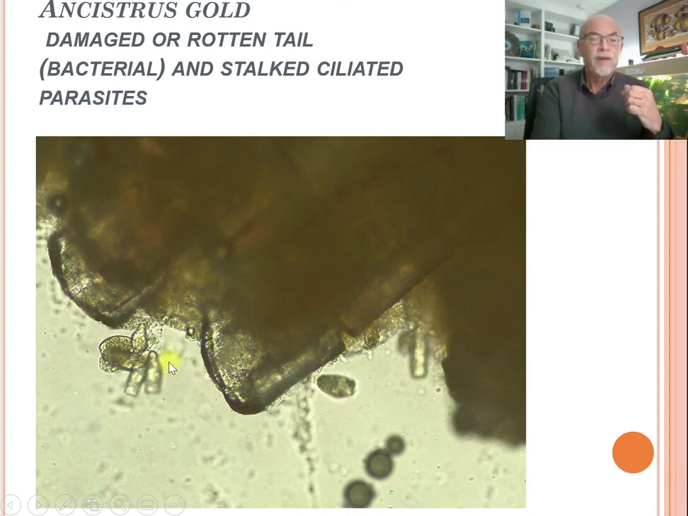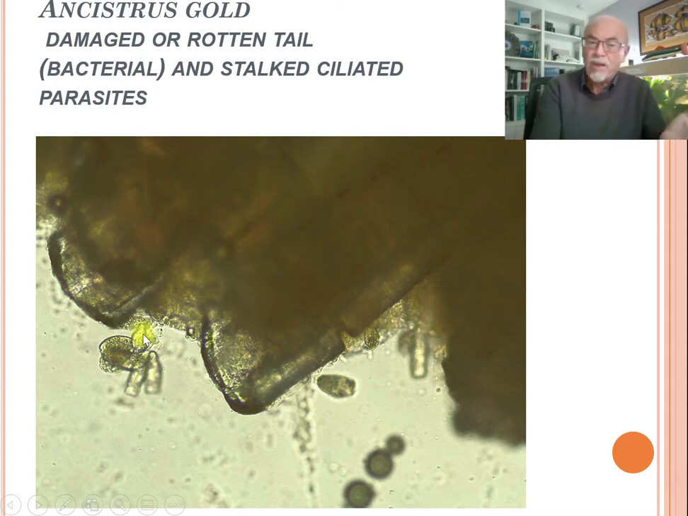And what we also find here are some stalked organisms. These are stalked ciliated parasites. Here they are, and they're settled down on the damaged tissue of the fish. And they are ciliated parasites.